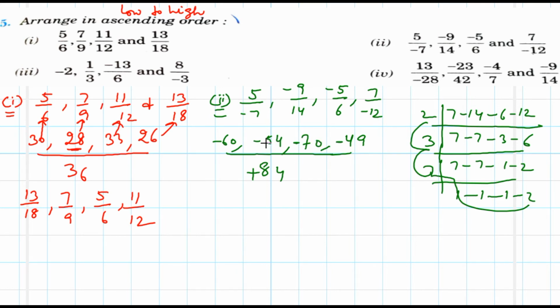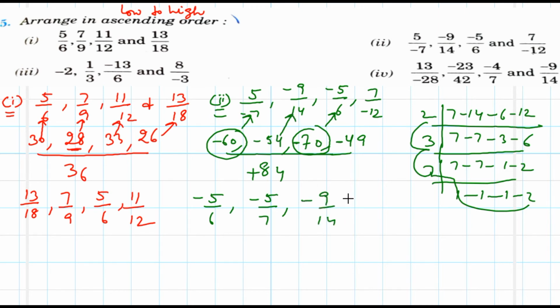In minus, lowest is the highest, highest is the lowest, so we have to find out the lowest. So this 70 is the highest in this, so its fraction is what? Fraction of 70 is this one, minus 5 upon 6. Second highest is 60. This one, its fraction is this. So our answer would be minus 5 upon 7. Third highest is this. So its fraction is minus 9 upon 14.